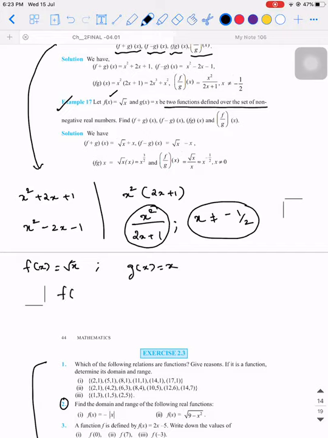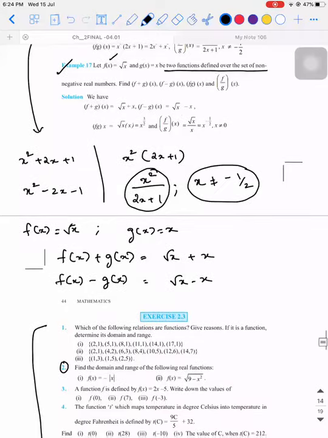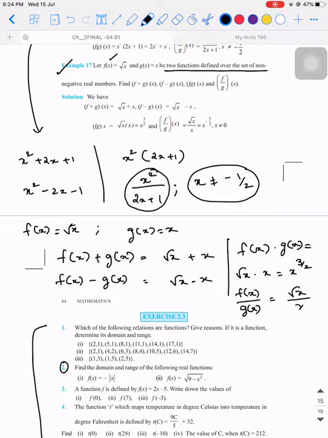So what is f of x plus g of x? Correct? What is f of x minus g of x? Root of x minus x. Right. What is f of x into g of x? It is root x into x, that will be x power 3 by 2. What is f of x divided by g of x? It will be root x divided by x, and it will be x power minus half, and the value of x cannot be equal to 0.